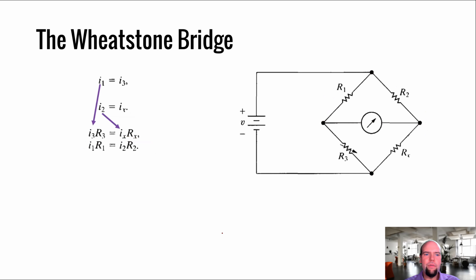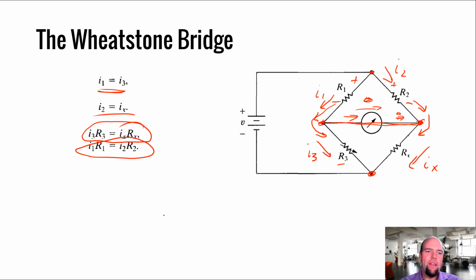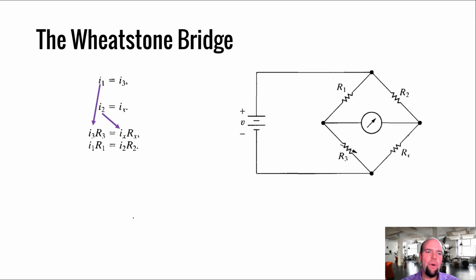Now, we can do a little substitution. I'm going to use this pre-done slide here. We can substitute in an I1 for that I3. We can substitute in an I2 for that IX. And that gives us this expression here. We can further take this expression and divide it by this equivalence expression.